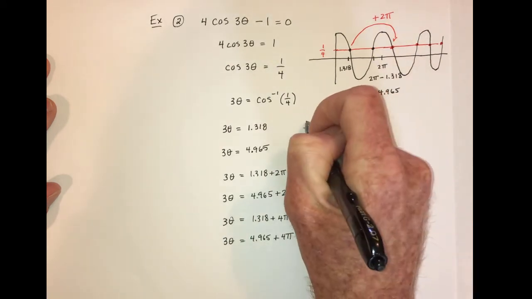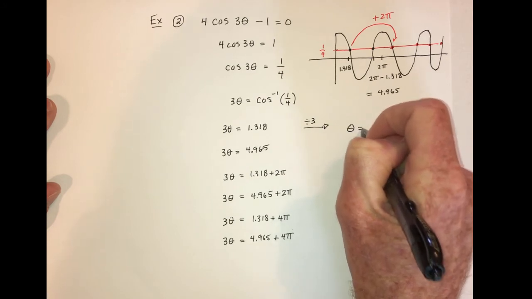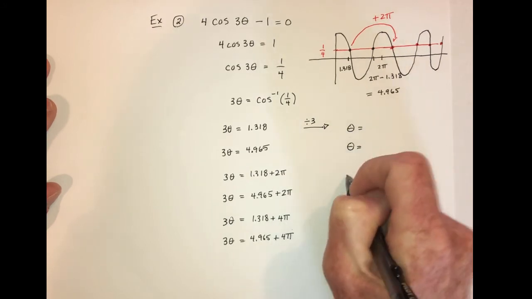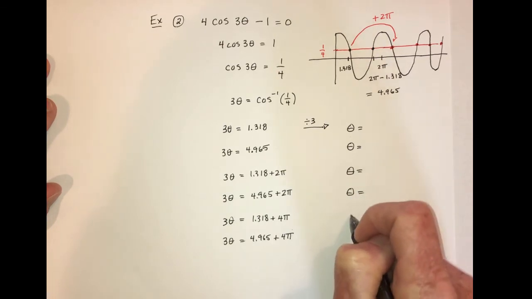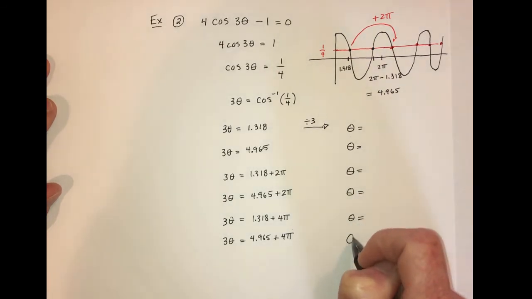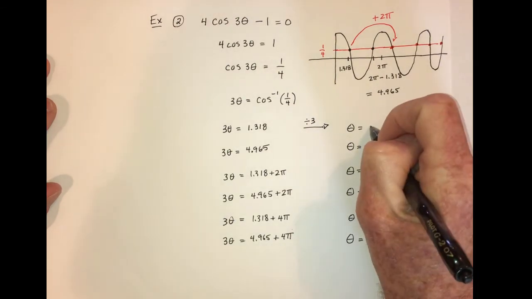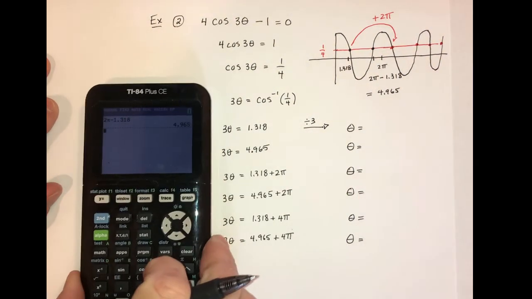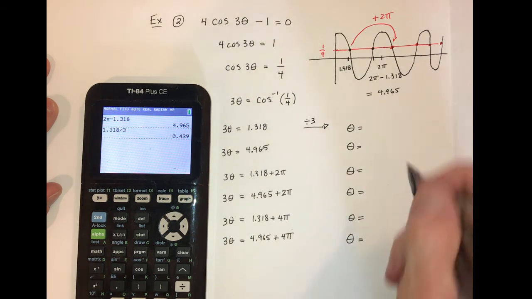So then go to each one of these and divide by 3. Number 1, number 2, number 3, number 4, number 5, and number 6. So the first 2, I guess I should just use a calculator. 1.318, and now divide by 3.